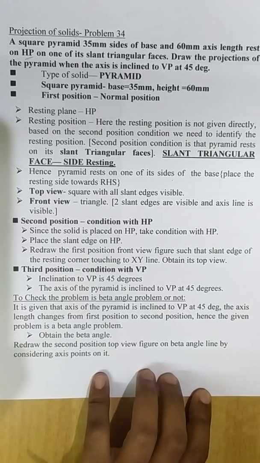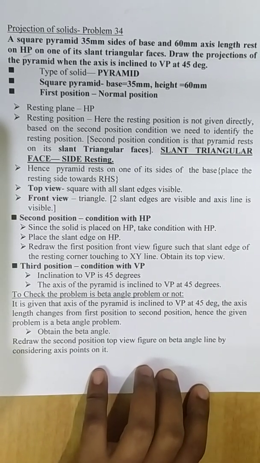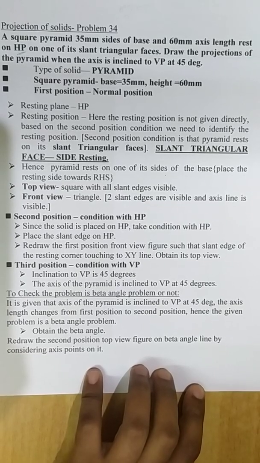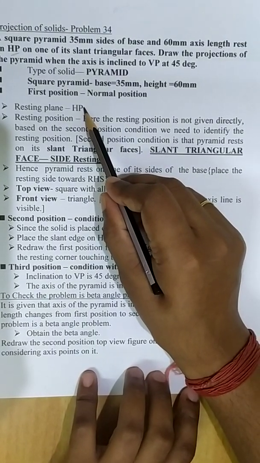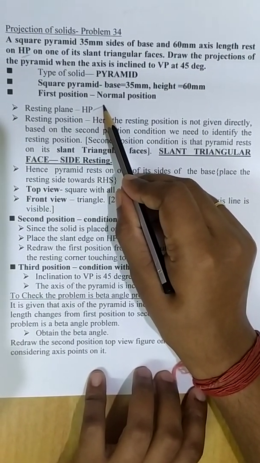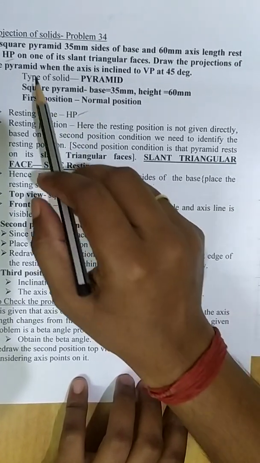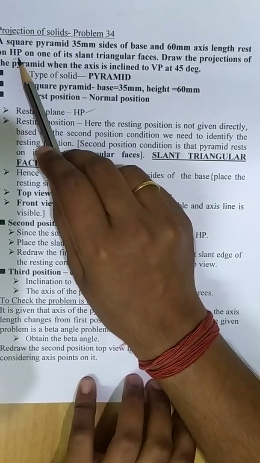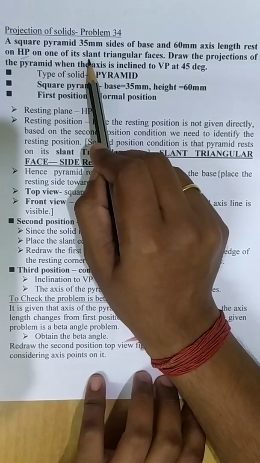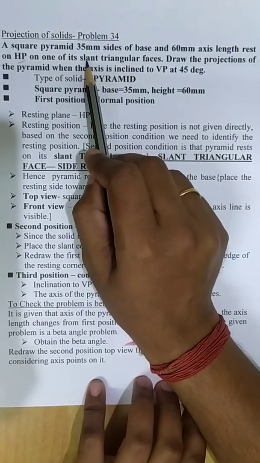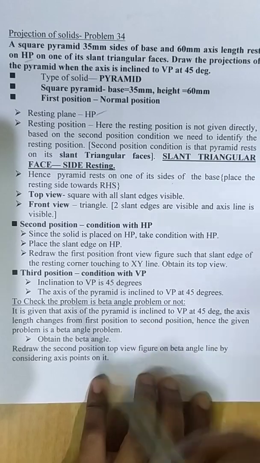When he has not mentioned directly how it is resting, we have to go for the second position condition. We take the second position condition with respect to HP, because we know that the pyramid is resting on HP. If the pyramid is resting on HP in the first position, in the next position we should take the condition with respect to the same HP itself. So what is the condition with respect to HP? It is resting on HP on one of its slant triangular faces. So when you go to the second position, you rotate the pyramid in such a way that the entire slant triangular face rests completely on your HP. That is the question.